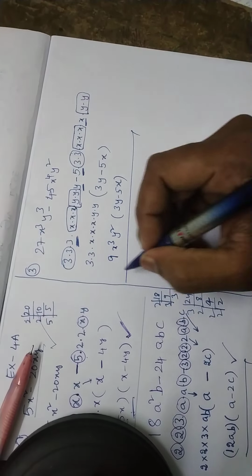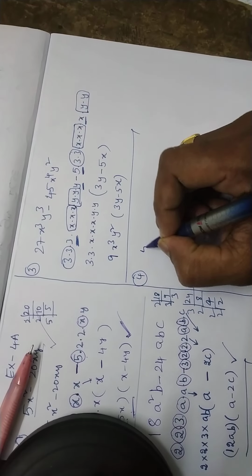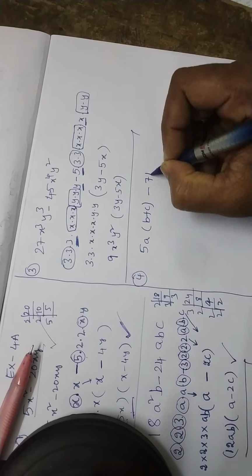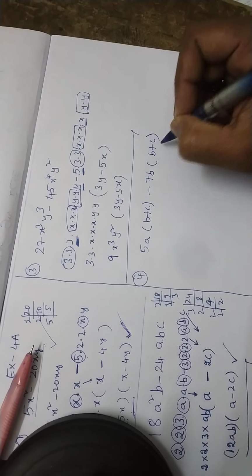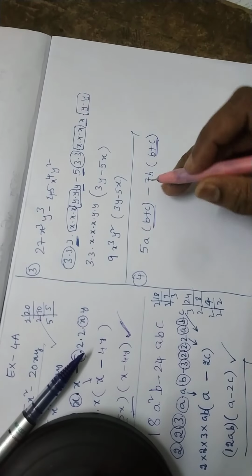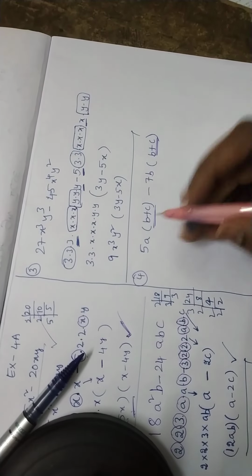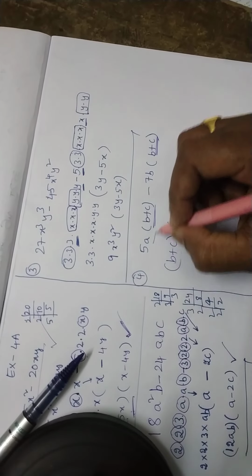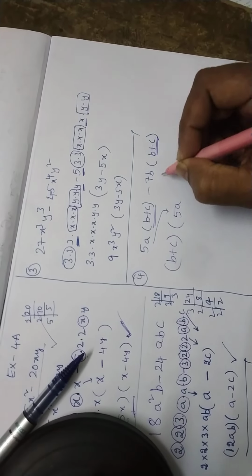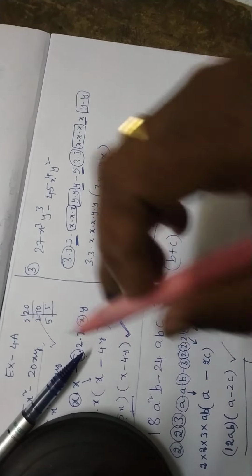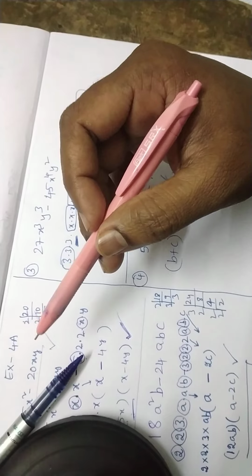That's it. Okay. Fourth question. So 5a into b plus c minus 7b into b plus c. Interestingly, okay, b plus c is the common, left side of the minus, right side of the minus. So take it out, b plus c, and what is left out, drop here, 5a minus 7b. That's it. Okay. Now see here, from the beginning onwards I am eating away your minds, right?